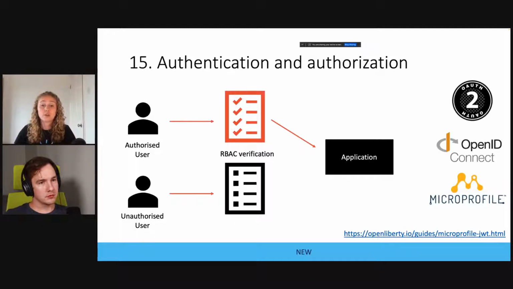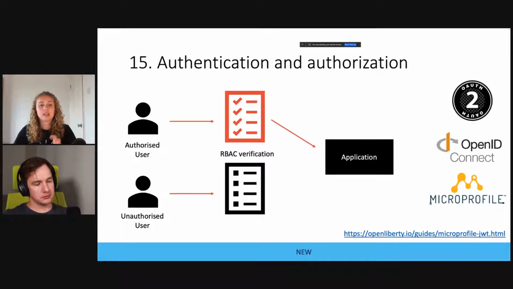So the way that we can do this is we can make use of tools like OpenID Connect, OAuth 2, Keycloak. You can also make use of MicroProfile, which has an API called JWT. That stands for JSON Web Token, which allows you to store session information about the users that are accessing your application. Again, allowing you to add in that element of security for each of your endpoints.